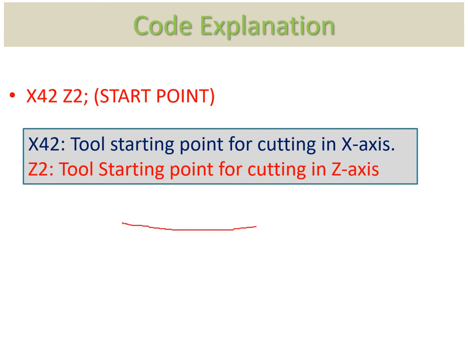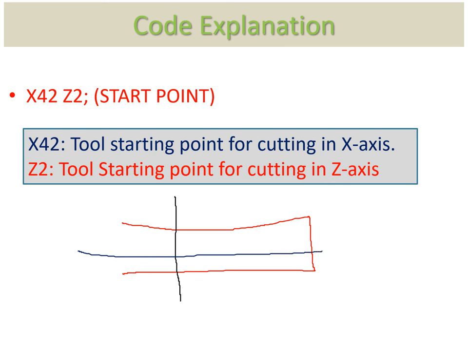Let's suppose this is your workpiece and this is the X-axis, and this is the Z-axis. So X42 and Z2, these are used to give the initial points to the tool.